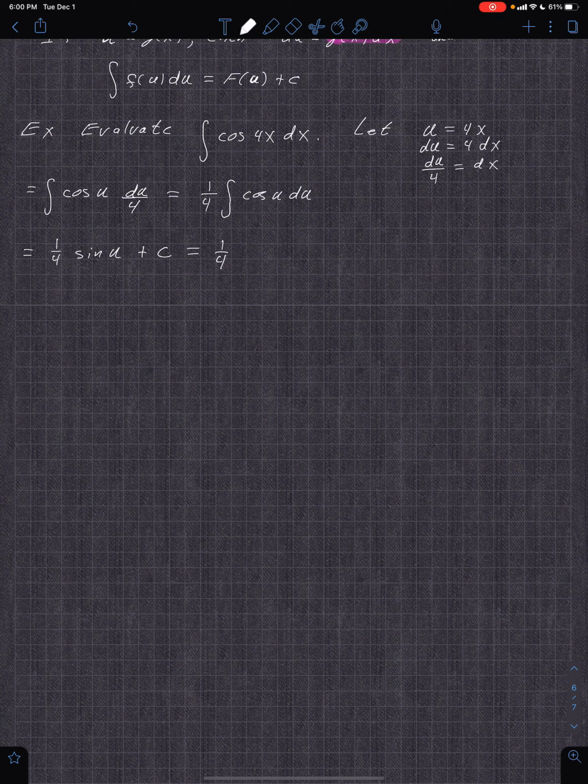Now substitute back for your u. You don't want to leave u in there. So it's 1/4 sine 4x plus c. Now check this out though. If you just took the derivative of this, 1/4 would just stay there. Derivative of sine is cosine times the derivative of what's inside, and the 4 and that 4 would cancel, and you have just that. So something simple like this, you don't have to go through this whole process, but that's the process you do to simplify it. Okay, let's continue. Next example.